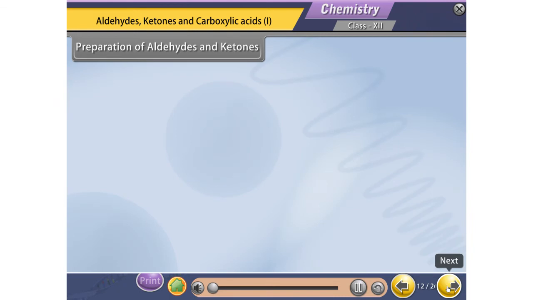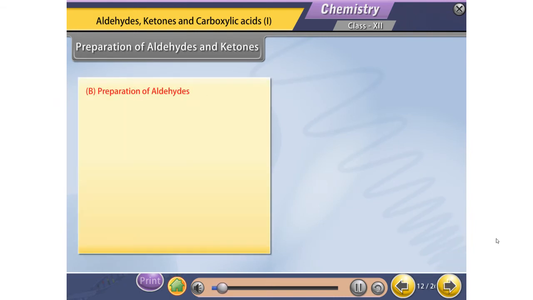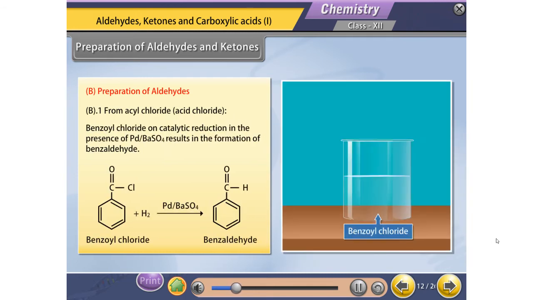Assessment. Preparation of aldehydes and ketones. Preparation of aldehydes. From acyl chloride, acid chloride. Benzoyl chloride on catalytic reduction in the presence of palladium on barium sulfate results in the formation of benzaldehyde.